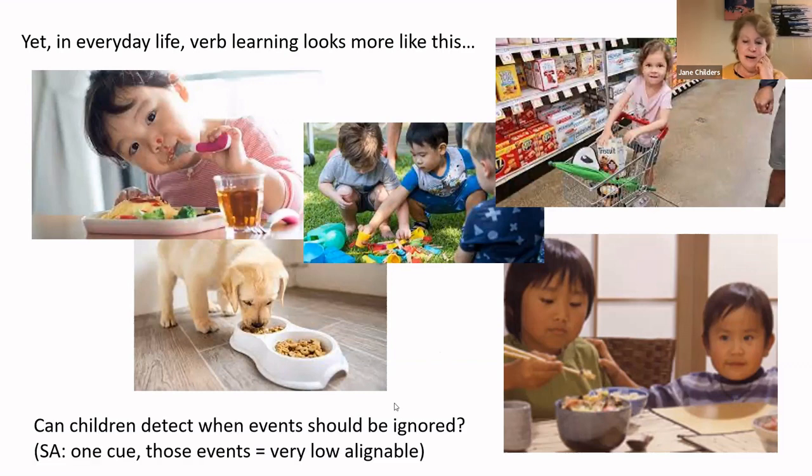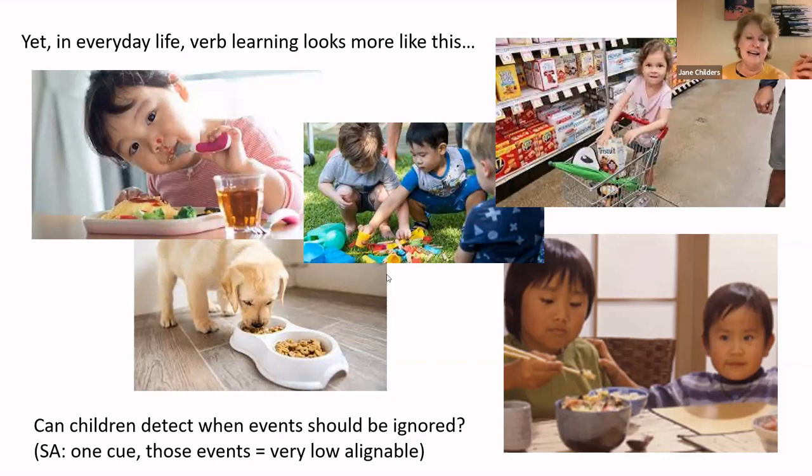How do they know how to ignore verbs? Can they detect when they should ignore verbs? Was my question. In structural alignment, a cue to ignore these events and not compare these events with eat. One cue is you don't hear eat. So I'll talk about that. Yes, that's true. You don't hear eat. But a second cue is that these are very low alignable.